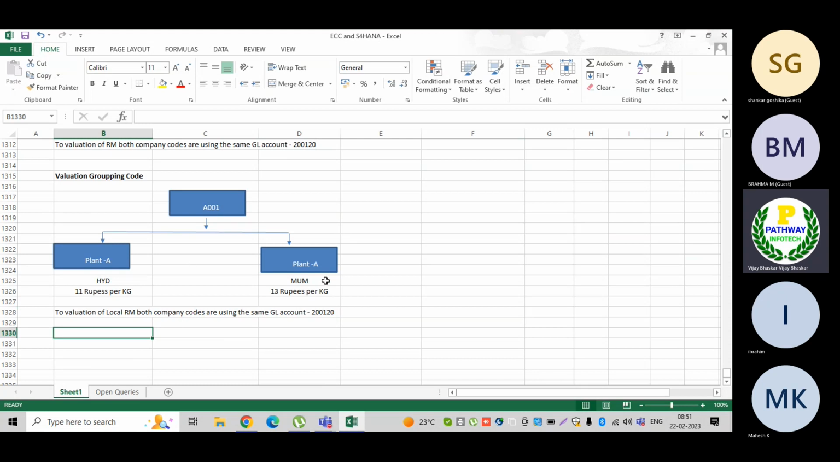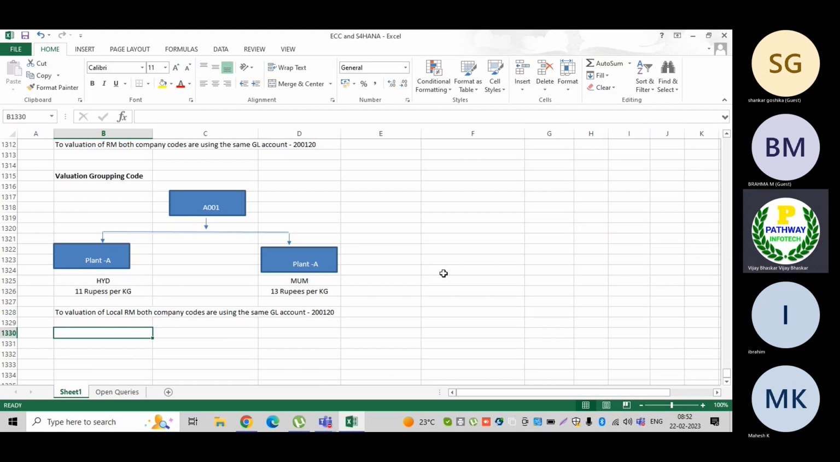Okay, so X will be applicable. The same GL account can be used, so there is no need to map multiple times. I am grouping together the valuation codes, grouping multiple valuation areas. So there is no need to map this GL account separately for this plant and for that plant. By using the valuation grouping code functionality, we can assign only once, and the same GL account will be determined for the valuation.